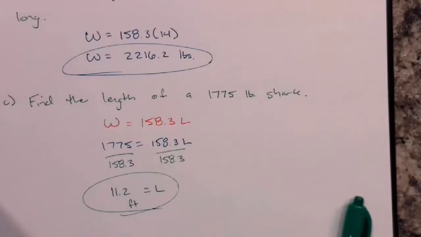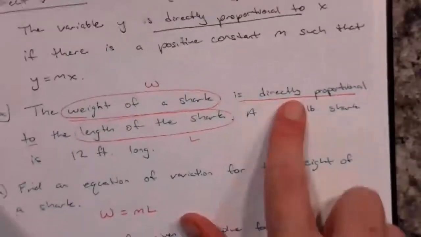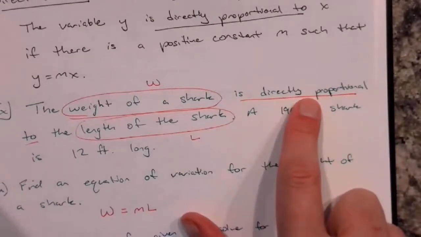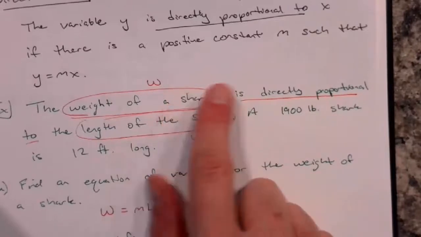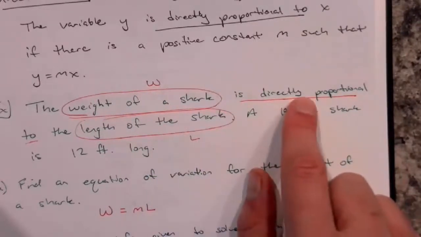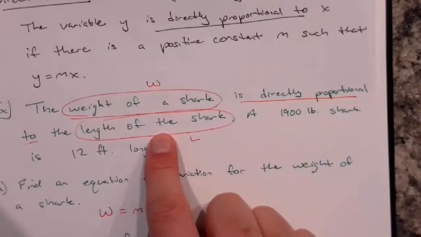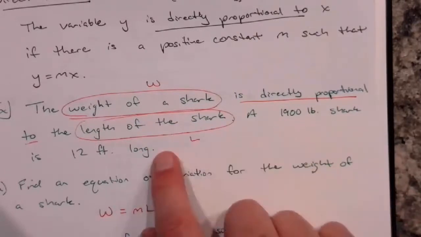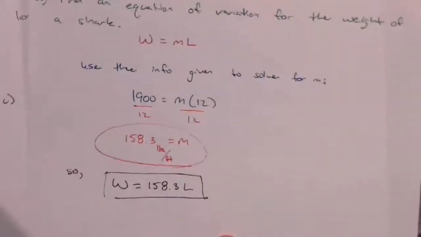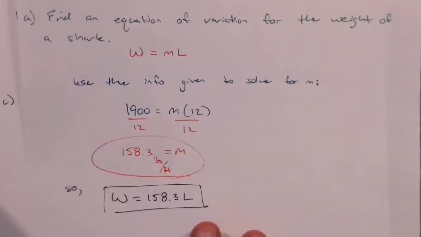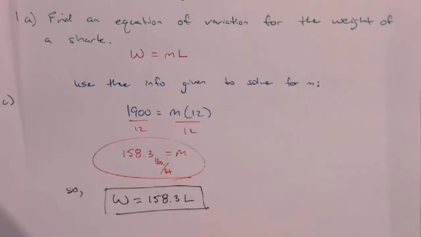So hopefully this helps you set up direct variation problems. They're not overly challenging. They all follow the same type of formula. The key thing I would say in setting up is to notice where it says is directly proportional to. That's where the equation splits. So we had the weight was equal to m times whatever the other variable is. Use a specific condition to find m, and then you can come up with a general equation that you can use to model the data for any length or any weight in this case.